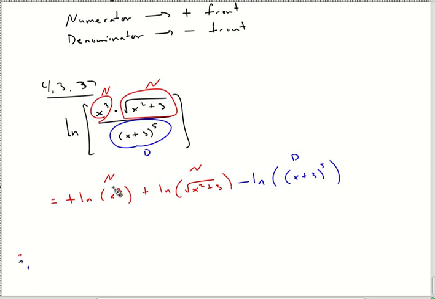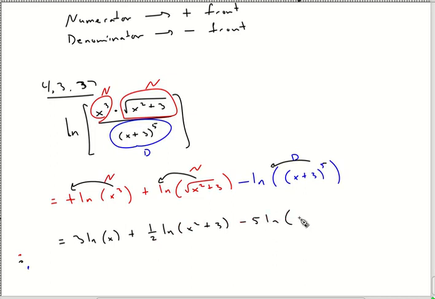The next step is to bring down the power. So the 3, this is a 1/2, and this is a 5. That's a pretty terrible 5. Anyways, 3 ln of x, plus 1/2 ln of x squared plus 3, and then minus the 5 ln of x plus 3.